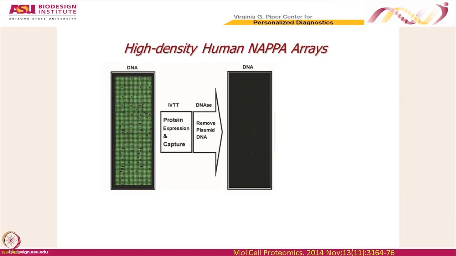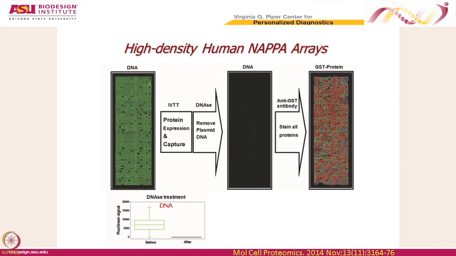First thing he did was to make protein arrays. Here he shows you that he has the DNA. Remember, we stained with PicoGreen to look for DNA. That confirms that we had good printing. Then he expressed the protein and captured it. And then he digested all the DNA using a DNase. And so if he stains for DNA again, it's completely gone. Okay? And this is just showing you the DNA level before and after treatment. Then he tested with anti-GST antibody and showed that he still had all the proteins.